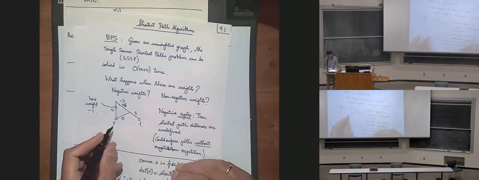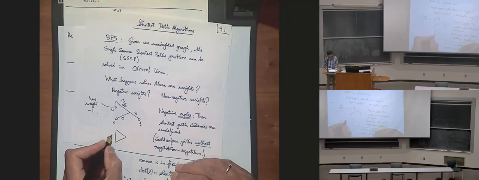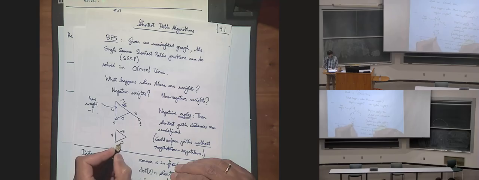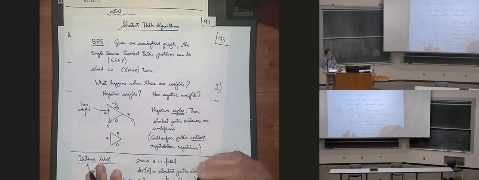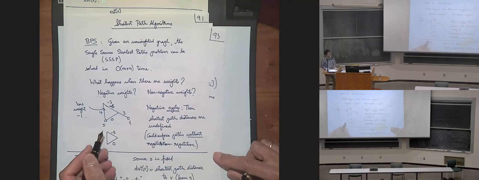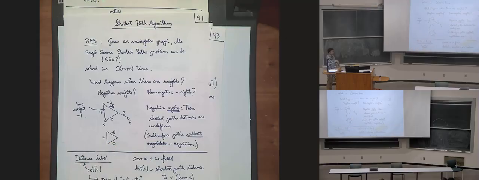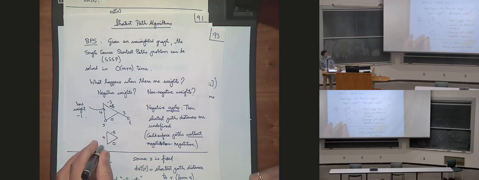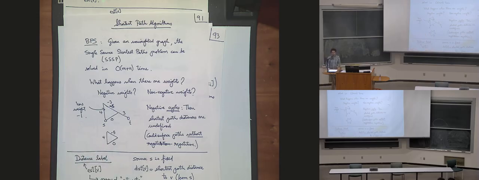Actually, let me draw this out again. It means that the total weight on the cycle is negative. And if the total weight on the cycle is negative, then actually shortest path distances don't exist, because you could keep taking that path over and over again and the distance would keep decreasing. So an interesting application of negative weight cycles is actually computing arbitrage in financial markets.